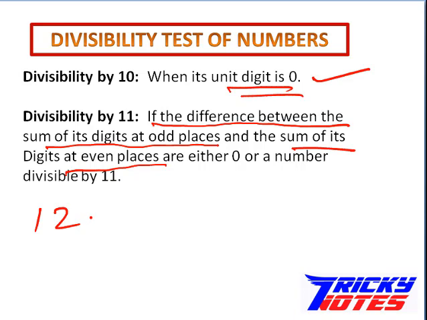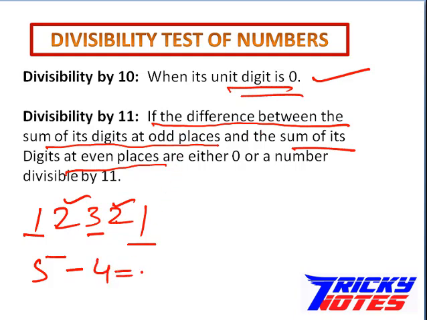Let's take for example 1, 2, 3, 2, 1. Now this is an odd place, this is an odd place, this is an odd place. If I add these 3 places, it comes to 5. Now if I add these 2 even places, it comes to 4. So if the difference between the sums of the even places and odd places is 0 or a number divisible by 11, then the number is divisible by 11. Here the difference is 1, so this is not divisible by 11.